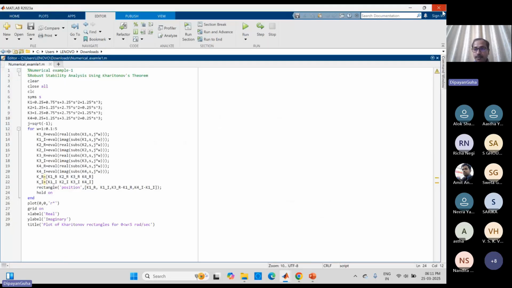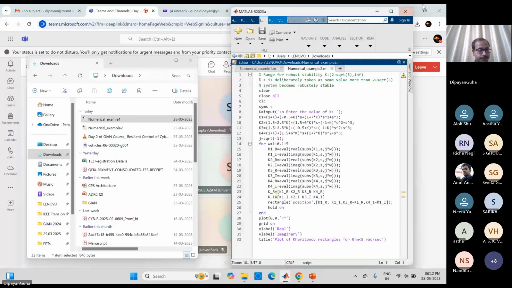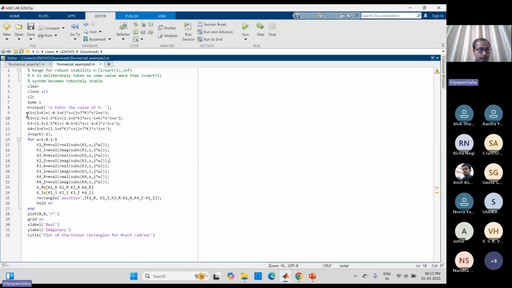In the same line, we have solved the second problem, following the same procedure. Yes, K1, K2, K3, K4 were defined from the given polynomial equations. Then we separated the real and imaginary components, and again we plotted the Kharitonov rectangle for each individual frequency, which was considered in this for loop. This also shows the results.